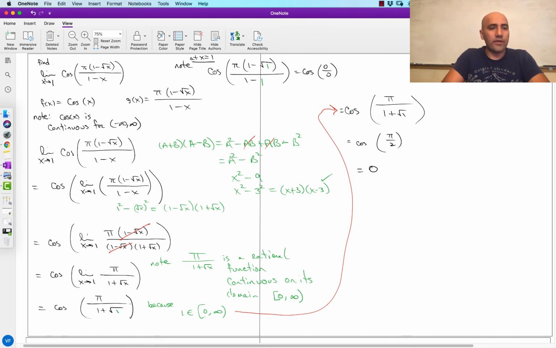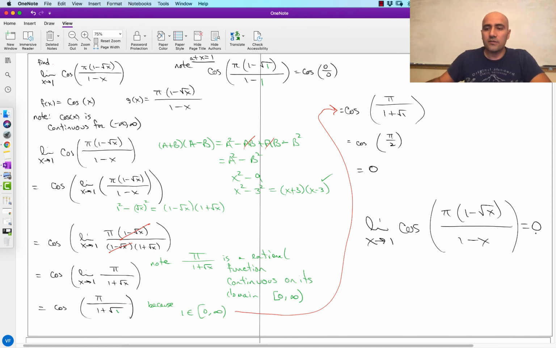So our theorem tells us that we can swap this inside. We can bring the limit inside the argument of the function cosine. Find that limit. We found that that limit equaled pi over 2. And once we find the limit of the inside part is pi over 2, pi over 2 is part of the domain of cosine because cosine is continuous on all real numbers. Then all we have to do is evaluate our function there. So bringing it all together, the answer to our original question is just that it equals 0. The limit as x approaches 1 of cosine of pi times (1 minus root x) all over 1 minus x equals 0.